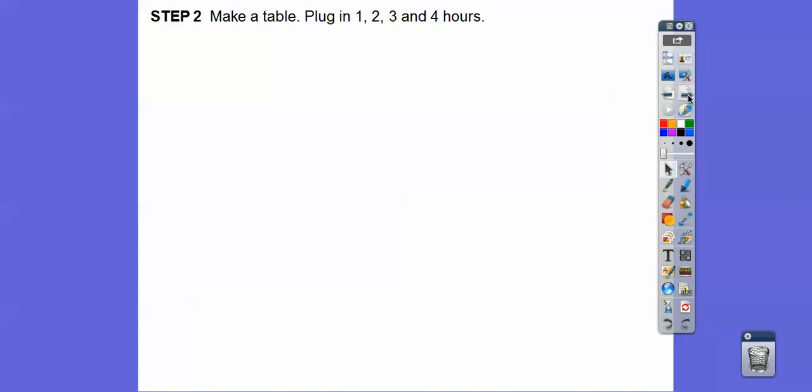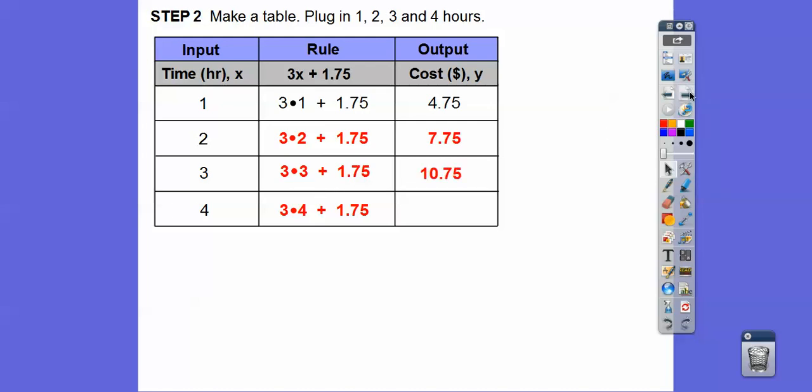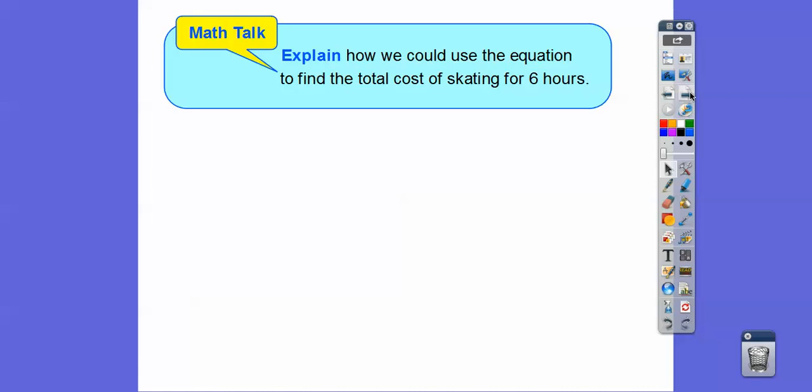Then they wanted us to make a table and plug in 1, 2, 3, and 4 hours. So here we go 3 times 1 plus $1.75. 3 times 1 is 3, and 3 plus $1.75 is $4.75. So the cost would be $4.75. Then we plug in 2, 3, and 4. So 3 times 2, 3 times 3, 3 times 4, and then we add the $1.75 for the skates. 3 times 2 is 6, and 6 plus $1.75 is $7.75. 3 times 3 is 9, plus $1.75 is $10.75, and then 12 plus $1.75 is $13.75.